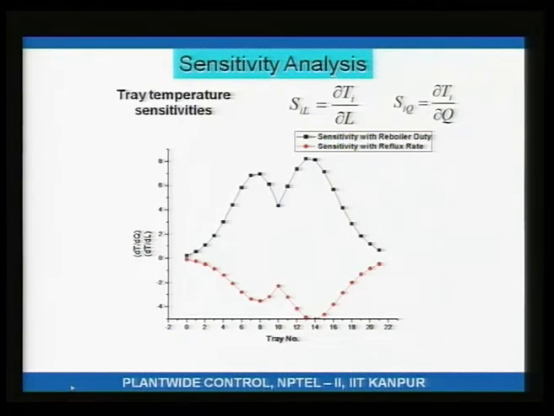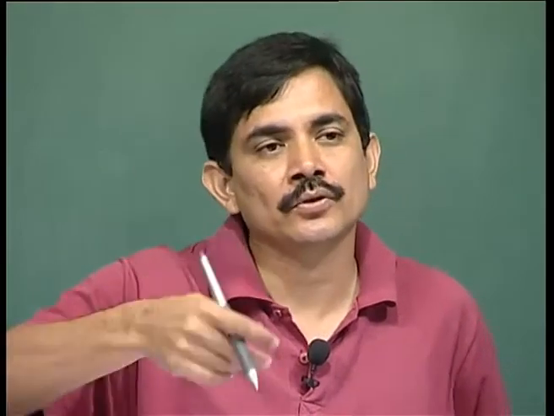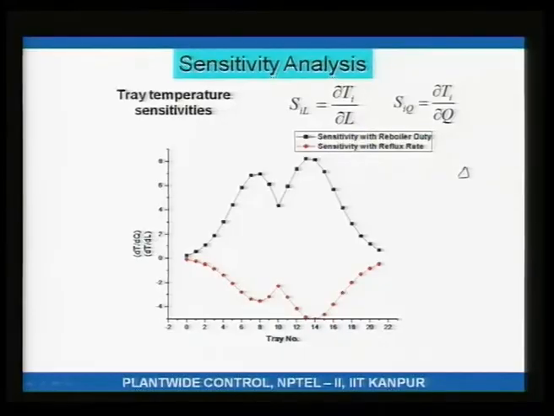Sensitivity analysis, what you do is you take, you have got your column, it is running at constant reflux, some Q, you make a small change in Q, all the tray temperatures would increase because you have increased the reboiler duty by a small amount, let us say 1%. Okay. So, change in temperature over change in Q, you can get. Similarly, you can also get change in temperature over change in L. Note here Q is held constant, L is held constant. L is held constant. Over here, Q is held constant. This is called sensitivity. Sensitivities of the tray temperatures to the change in the control input, either Q or L.